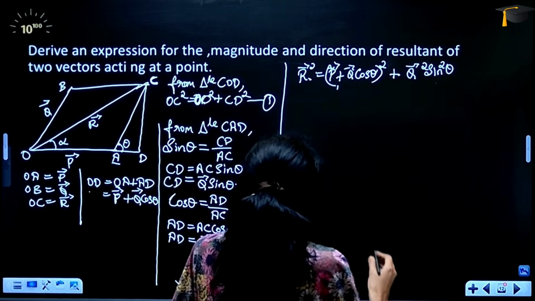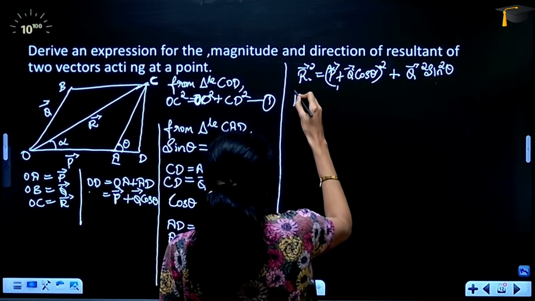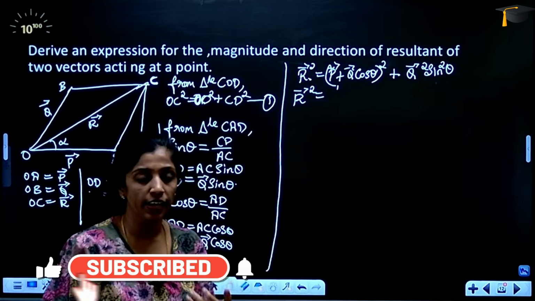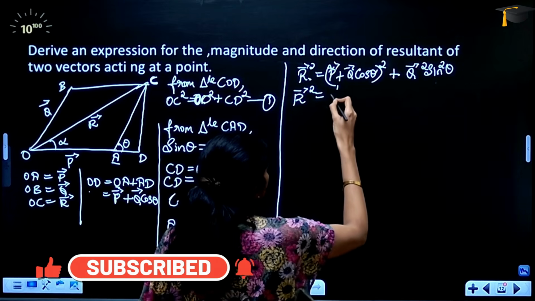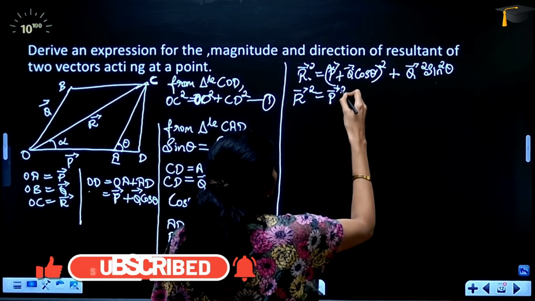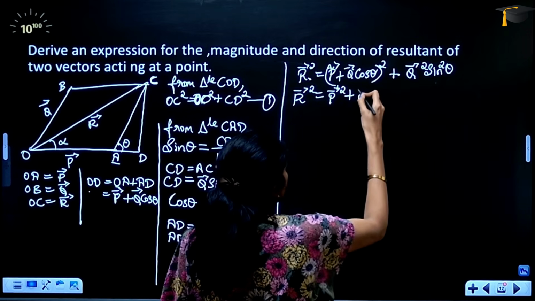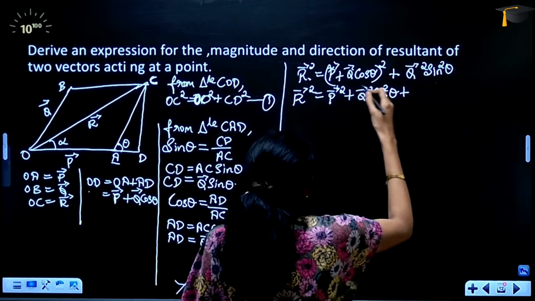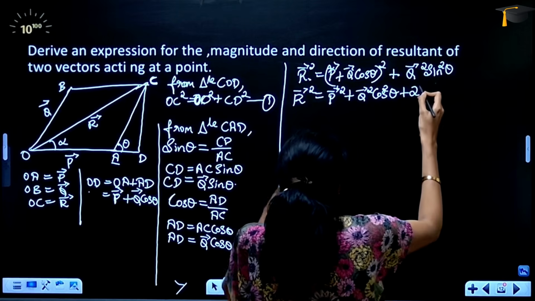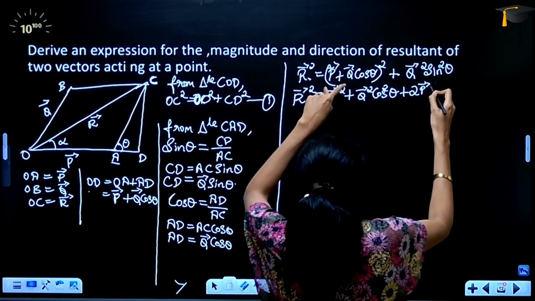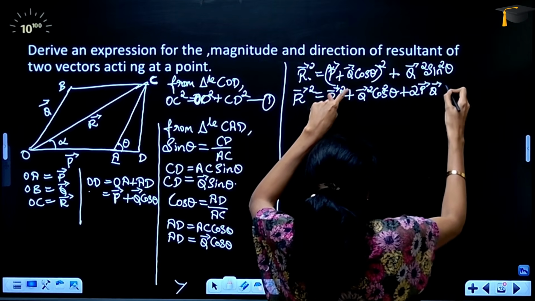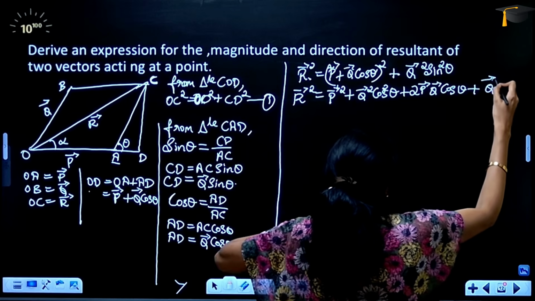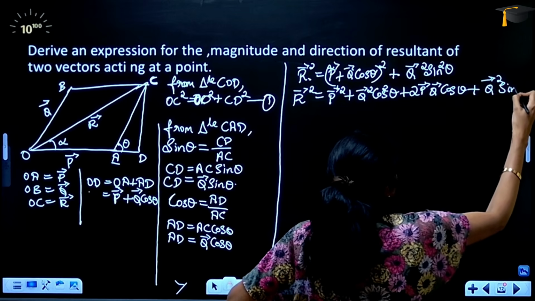Fine. Now, let me take this now. Vector R square can be written as, it is in the form of A plus B the whole square, right? So, you can take it as A square plus B square plus 2AB. Instead of A, I'll put P. Instead of B, I'll take it as Q cos theta. Plus, write this as it is: Q square sine square theta.